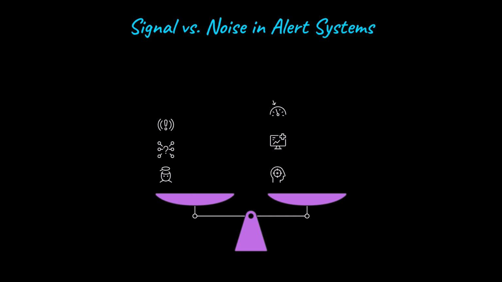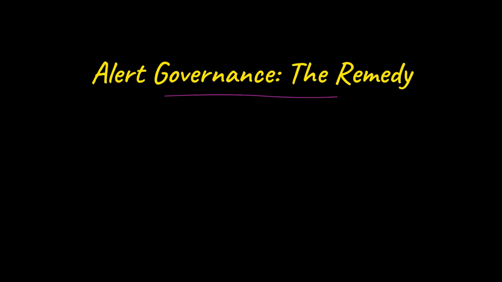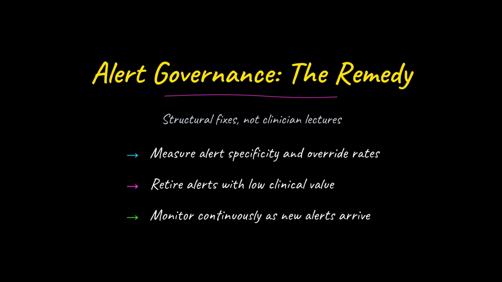The core problem is signal-to-noise ratio. When irrelevant alerts dominate the system, the valuable ones become invisible. A well-governed alert system fires rarely and specifically, so when an alert does appear, it earns attention. The solution is alert governance, an ongoing organizational commitment to measuring, pruning, and redesigning alerts. Override rates are the key metric. High override rates signal low value, and those alerts must be restructured or retired.